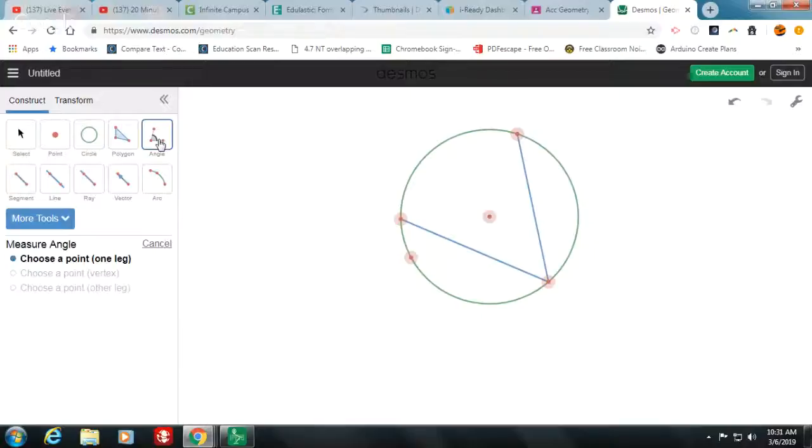Am I going too fast? Okay, so I made two segments. I hit the segment button. I made one here, and then I chose the same point, and I made one here. Mine's 58. The vertex has to be, yes, two chords where the vertex is on the circle.